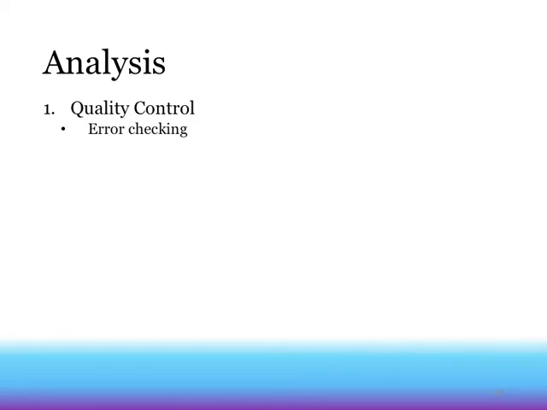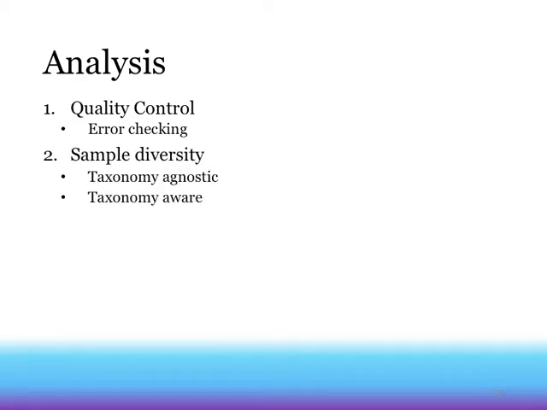Okay, so steps in analysis. Quality control. If anything is left after quality control, you can assess the sample diversity. And there's basically two ways to do this: I don't care about taxonomy, and I care about taxonomy. Looking at similarity among samples, right? So basically comparing things and saying, how similar are they? Are they similar at all?